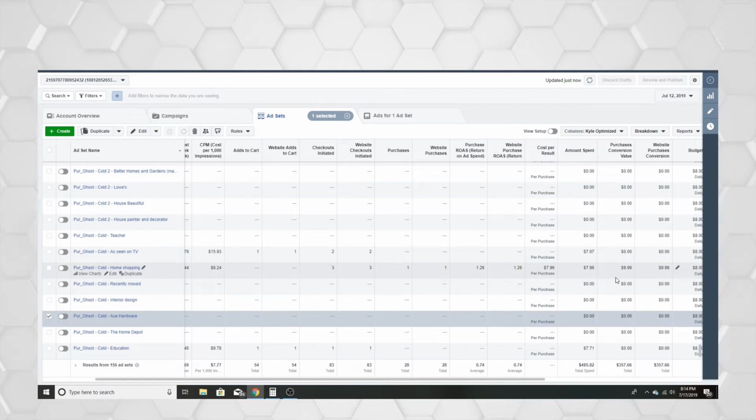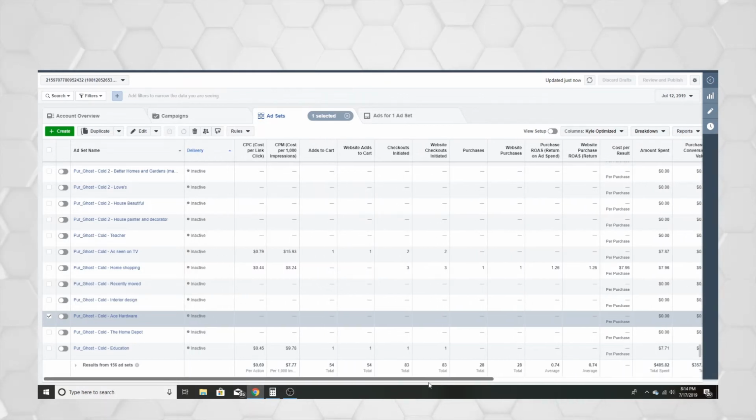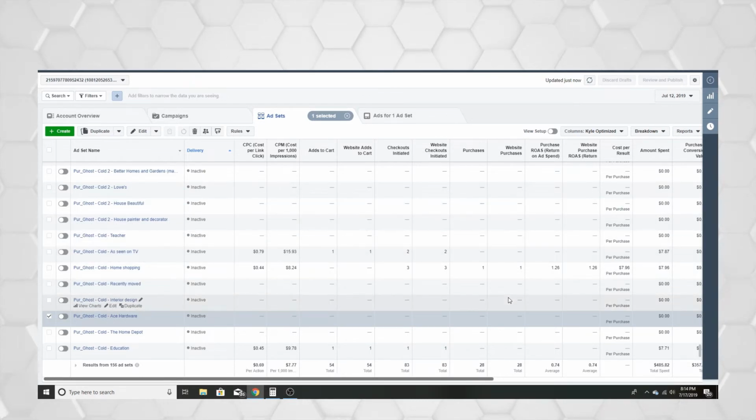And also Facebook Pixel sometimes misses sales here and there. So you see 0.74-ish. It's probably closer to 1, but still I'm losing money. But I'm not losing as much as people think. And still at this point, I'm creating new lookalike audiences.